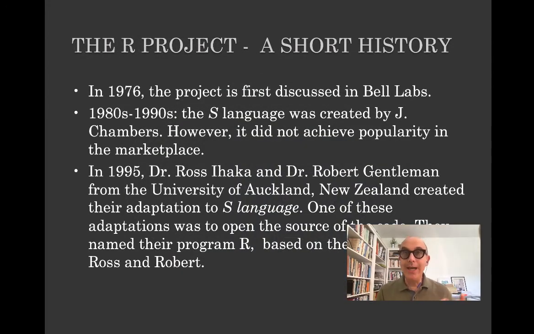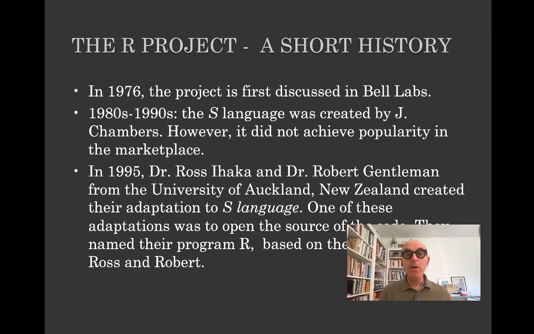A little bit of history about R. It started in 1976 and was discussed in Bell Labs. In the 1980s and 1990s, it started as the S language, created by one of the Bell Labs engineers called John Chambers. But it was not very popular and did not get much attention. And as you know, Bell Labs does not exist anymore. AT&T bought it, but they never wanted to develop the S language.